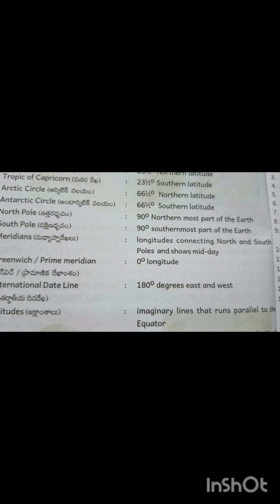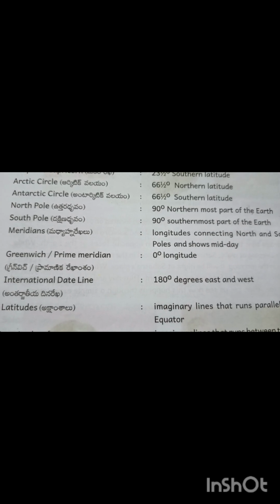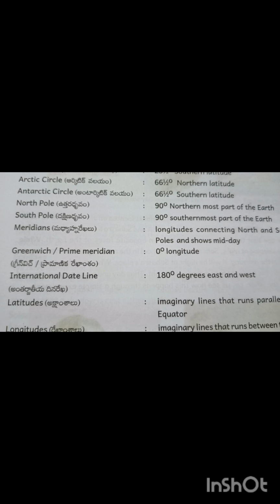Meridians, Madhyanapu Rekalu, longitudes connecting the North and South Pole and the source of midday. Greenwich or prime meridian, Pramanika Rakamsam, 0 degree longitude. International dateline, Antarjatiya Dinareka, 180 degrees east and west.